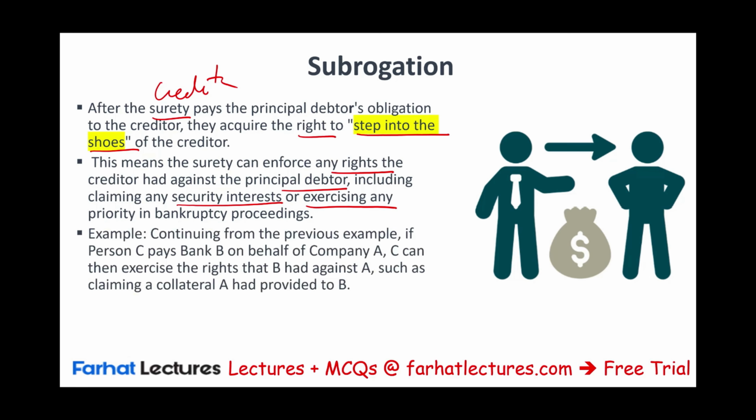So if we go back to the example, C, the surety, pays the loan to bank B on behalf of A. B is out because we paid off B. Now C will go after A. C can exercise the rights that B had against A. Basically, C becomes the creditor. C becomes the bank of A, such as claiming collateral that A provided to B.